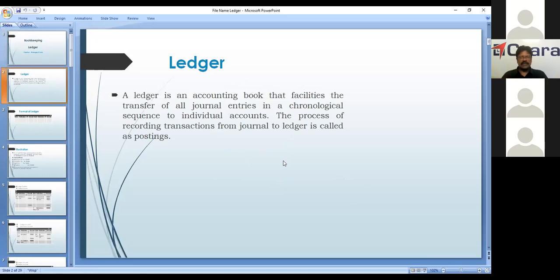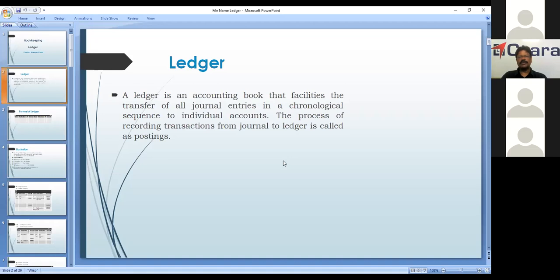What is a ledger account? It says a ledger is an accounting book that facilitates the transfer of all the journal entries in a chronological sequence to individual accounts. I'll explain it in a different way. Say we have purchased different colored balls: blue, red, white, green. First we enter them in the journal, that means all these colored balls are placed in one box. That is recording of the transaction in the journal.